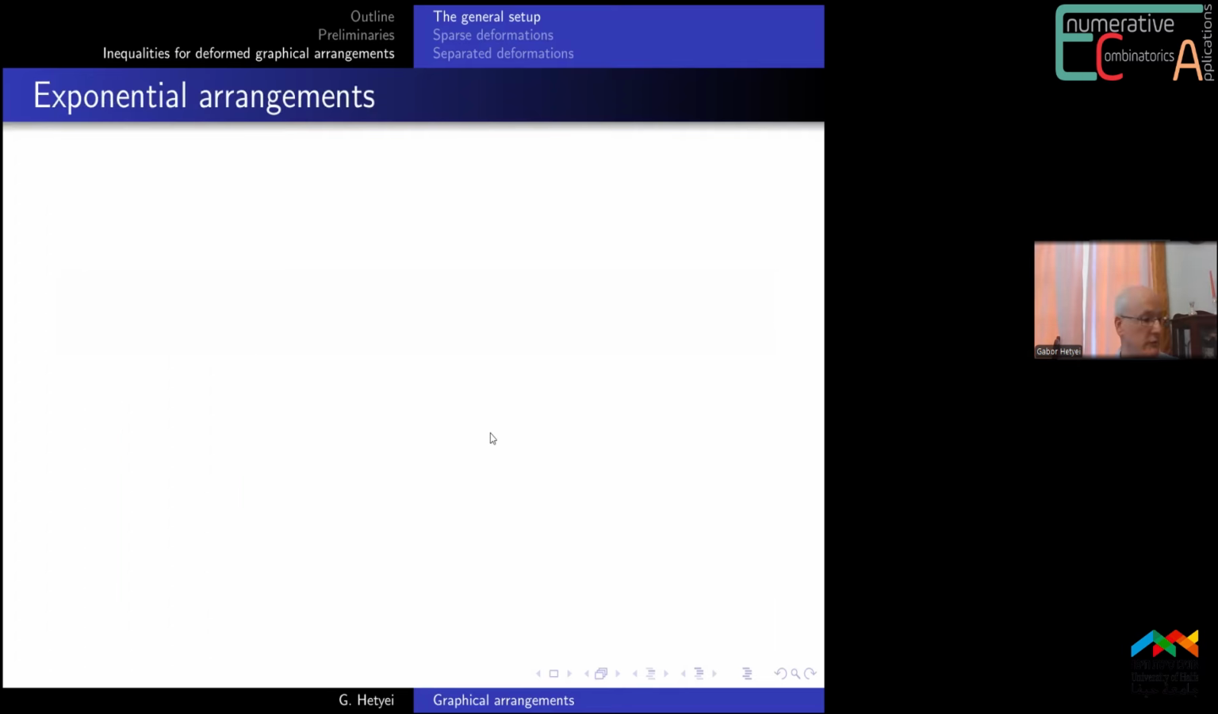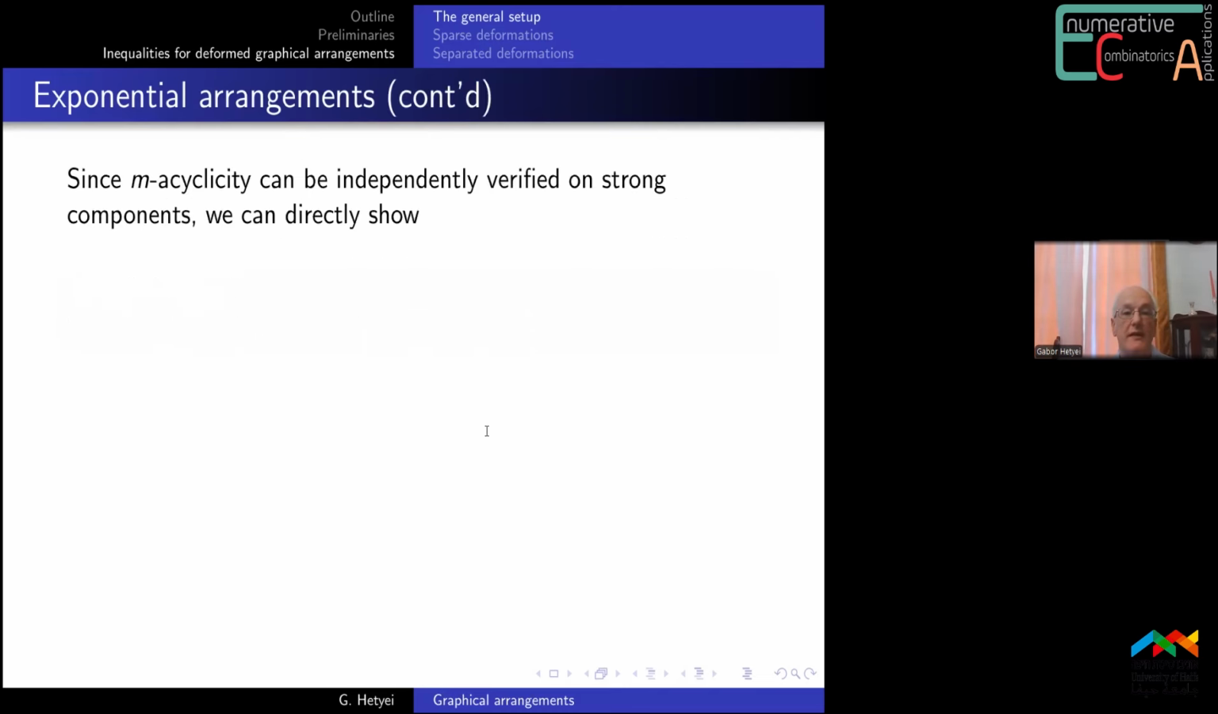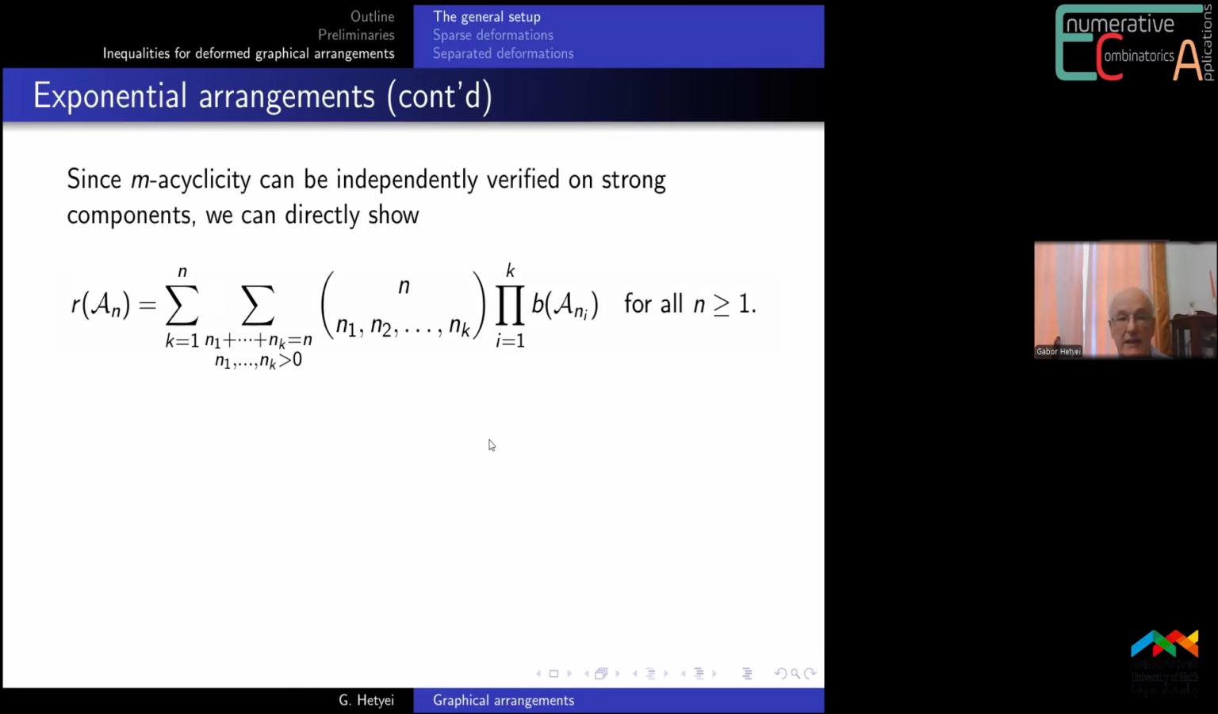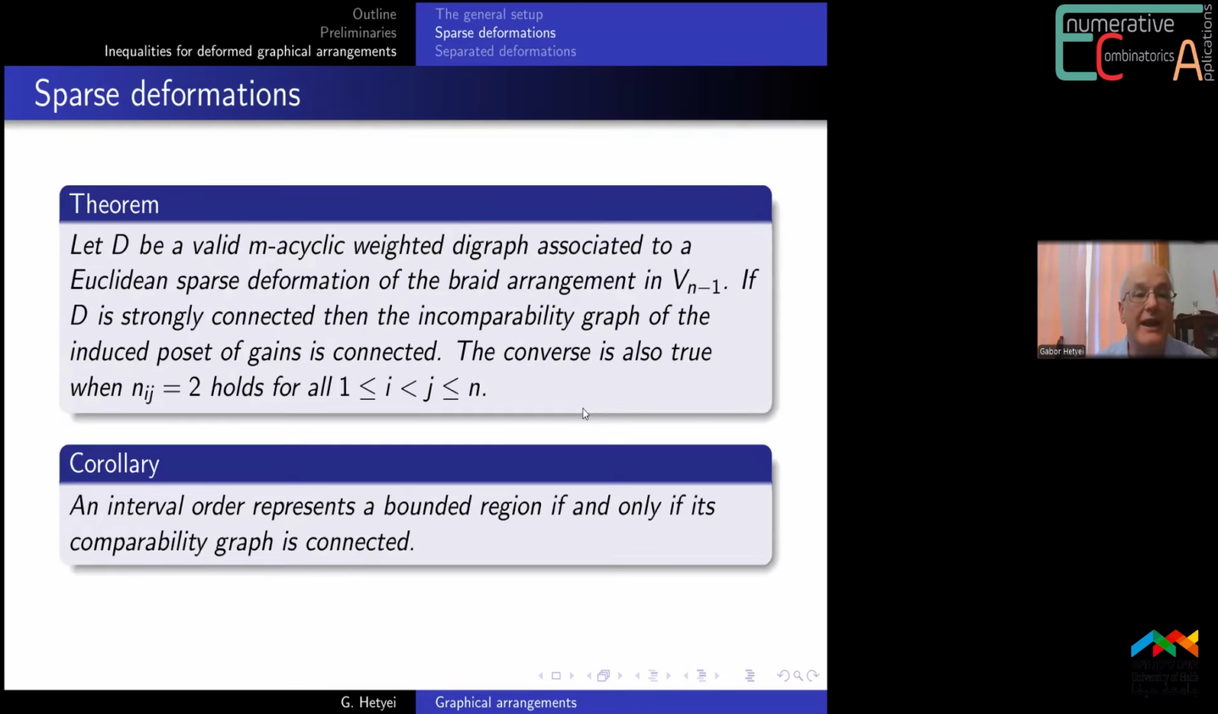Okay, I don't want to run out of time, so exponential arrangements, I am not going to define them. I would like to just mention that Stanley's formula about them can also be shown in this way, that when you count the regions, it's like you count all the graphs. And so you can also partition your graph into strongly connected components. And then on each one, you create a strongly connected graph, because a bad cycle can only live within the same strong component.